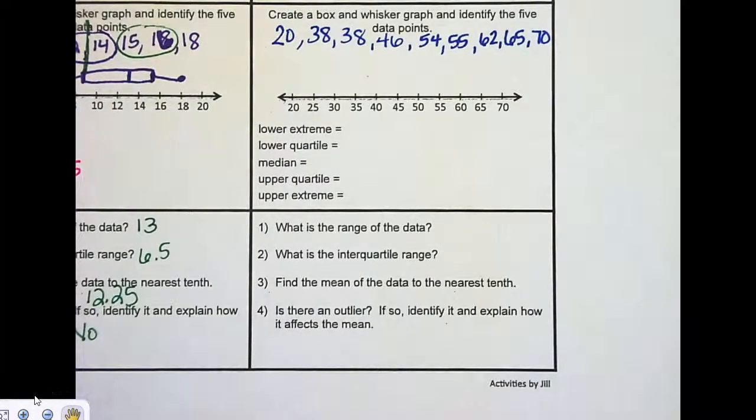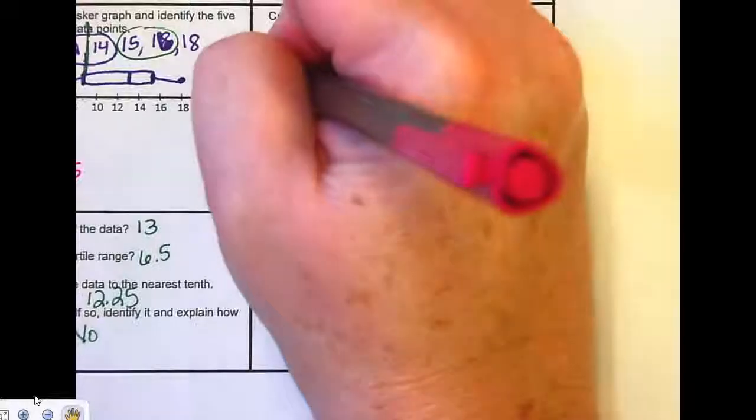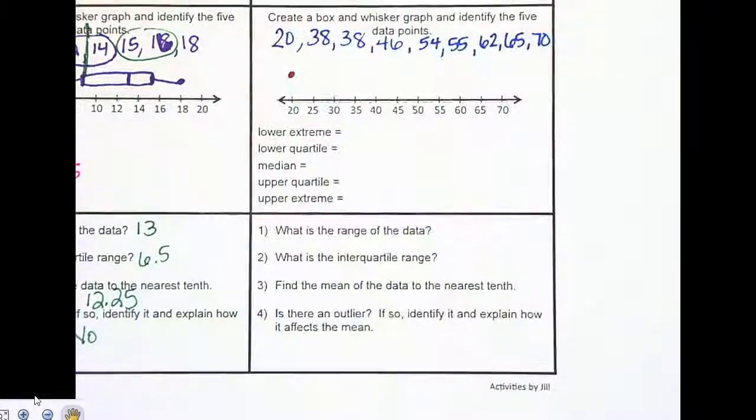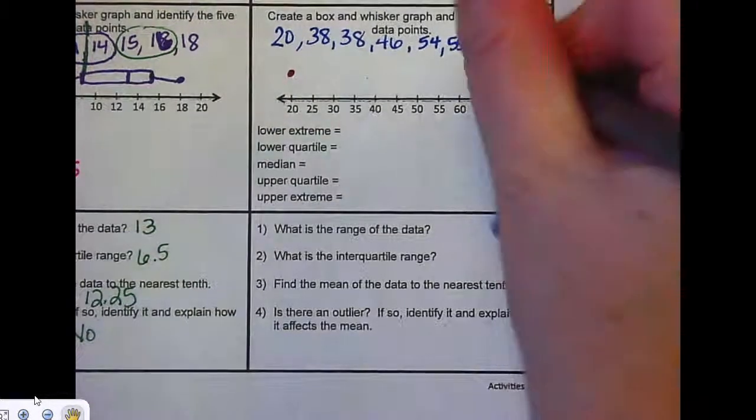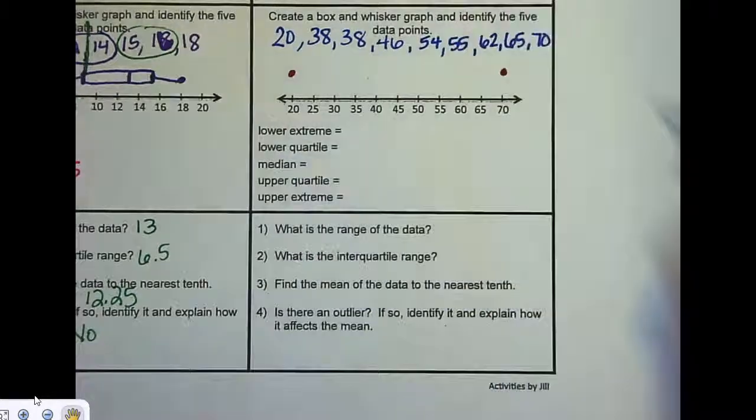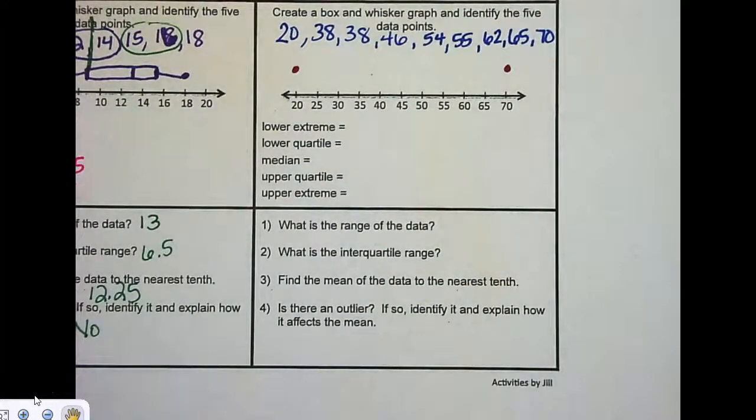Then on your box and whisker, what's the first thing we're going to identify? The lower extreme, or the minimum, so put a dot above the 20. The upper extreme, 70. And then what? We've got to find some medians. We've got to find the median of the data set, and then the lower median and the upper median.